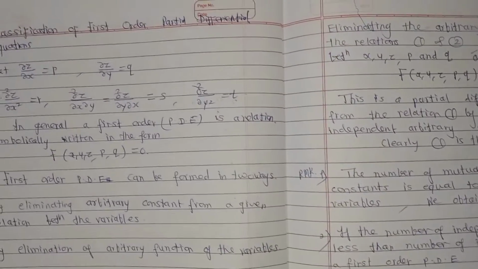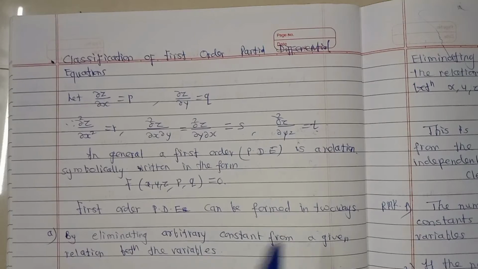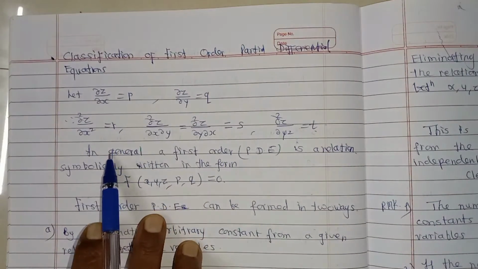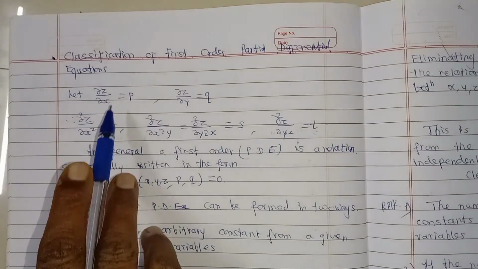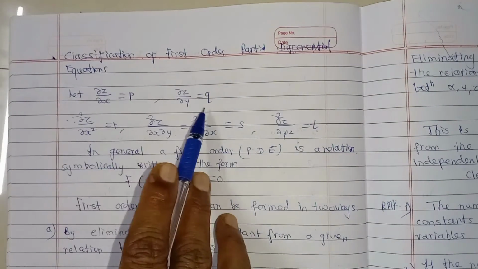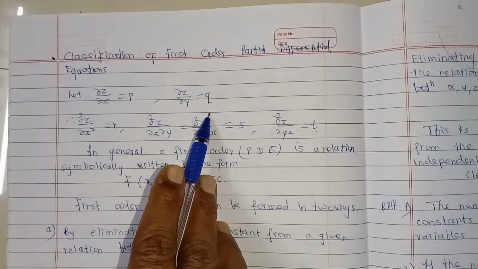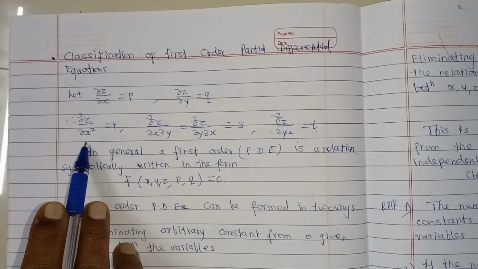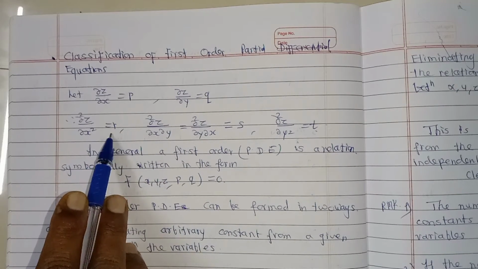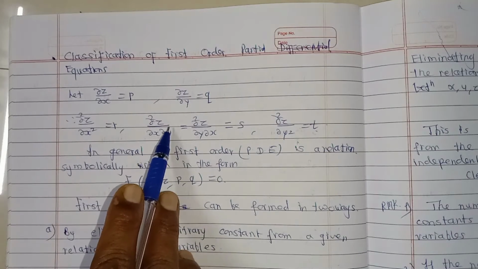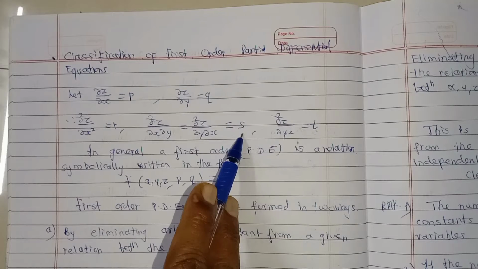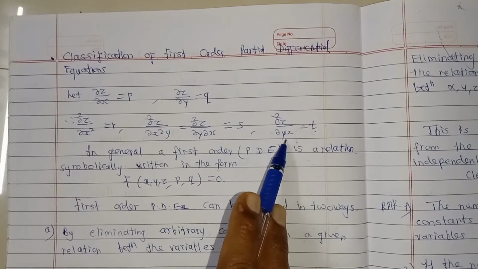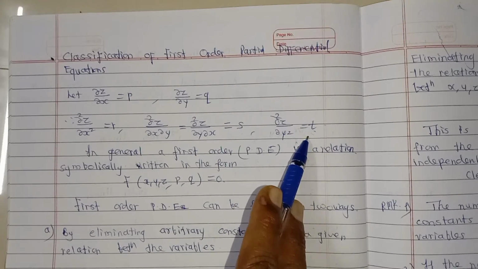Now we consider the classification of first order partial differential equations. Here we consider two notations, ∂z/∂x equal to p and ∂z/∂y equal to q. Hence ∂²z/∂x² equal to r. This is one notation. And ∂²z/∂x∂y equal to ∂²z/∂y∂x equal to s, and ∂²z/∂y² equal to t.